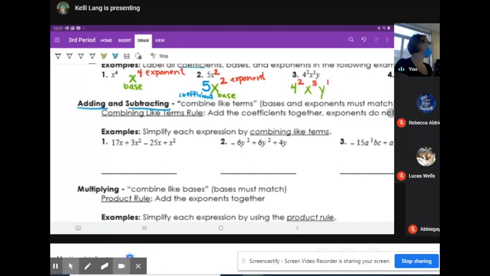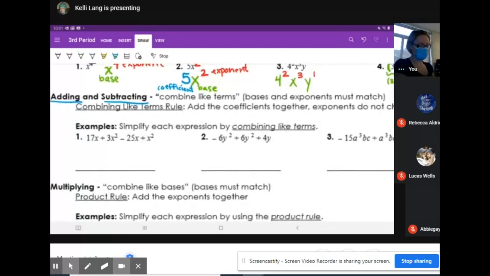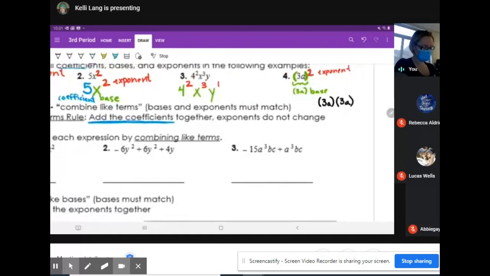And this should not be new to you. You've done this all year long. You probably did this last year and the year before and the year before, every time you've ever taken an algebra class. Combining like terms is one of our basic rules that you already know. The rule is you add the coefficients together. The exponents and the bases do not change.